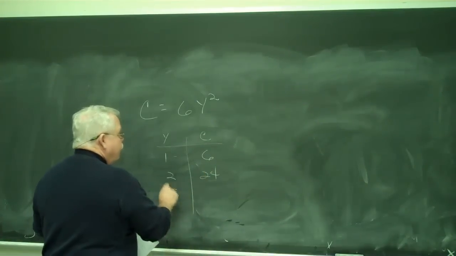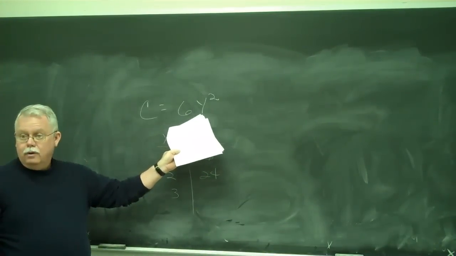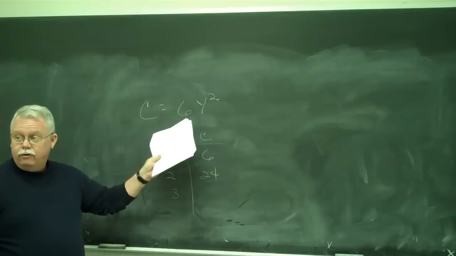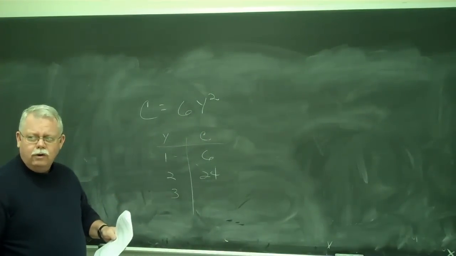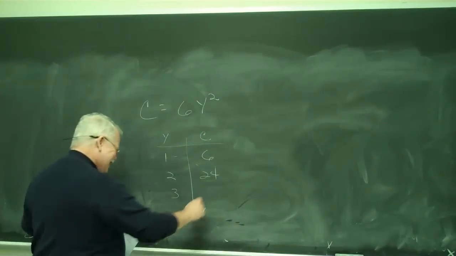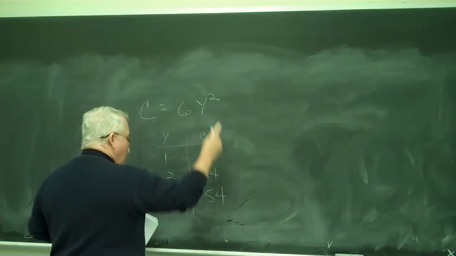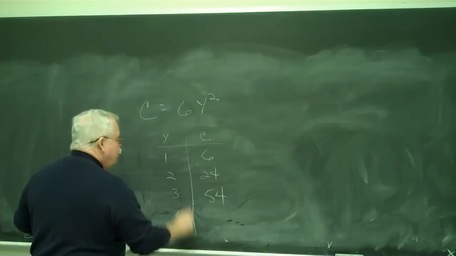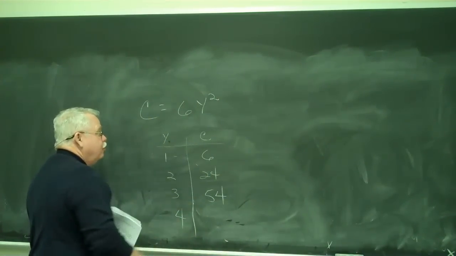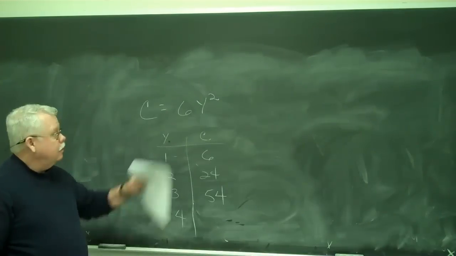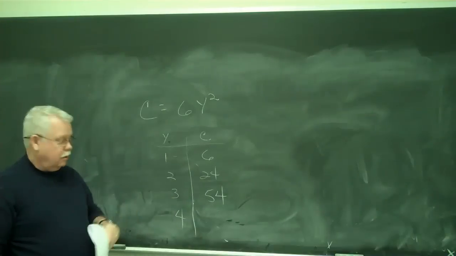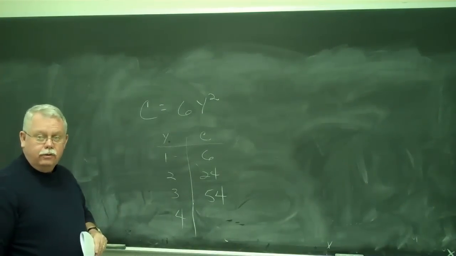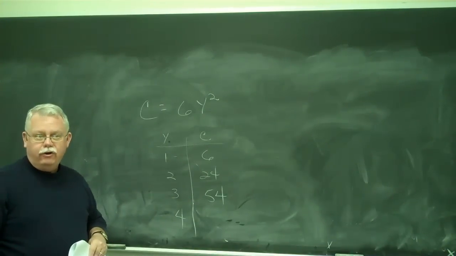What if y went to 3? 3 squared is 9 times 6, 54. Don't guess yourself. If you produce 4 units of y, what happens to your total cost? 16 times 6 is 96.